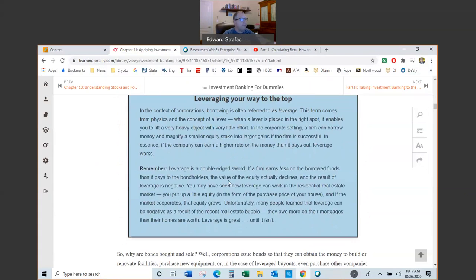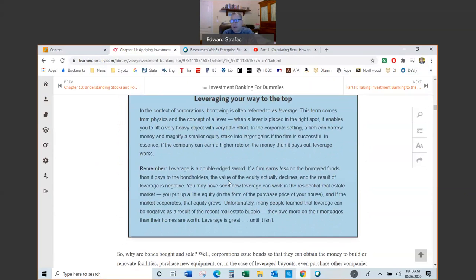And this is a great point. Leverage is a double-edged sword. And what does that mean? Leverage could work for you. So, going back to my house example: if the house goes up $100,000, you've made double your money. But if the house goes down $100,000, you've lost all your equity.